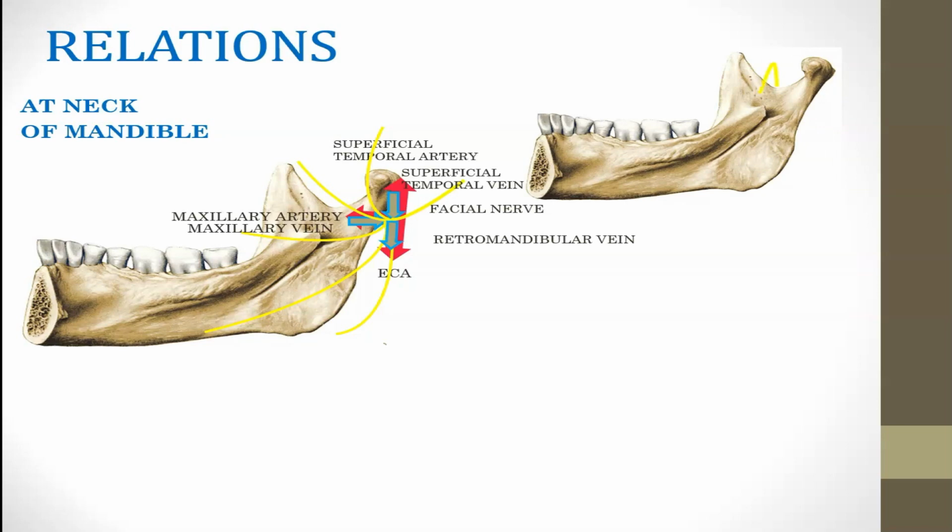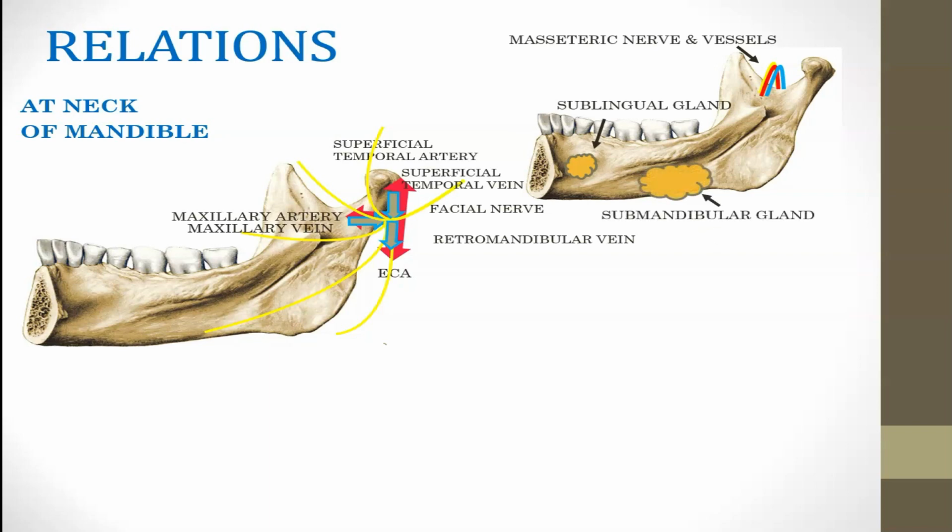And at the masseteric notch, we can see the masseteric nerve as well as the masseteric artery and masseteric vein, which cross from the medial aspect to the lateral side to supply the masseter muscle. And in the sublingual fossa, we can see the sublingual gland, and in the submandibular fossa, we can see the submandibular gland. And just behind the incisor teeth, the tip of the tongue is related.